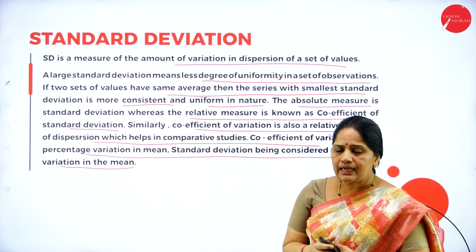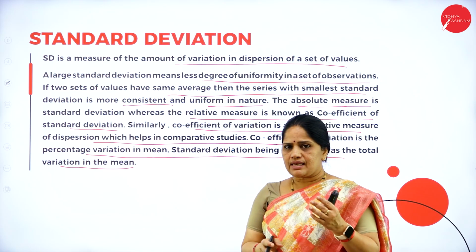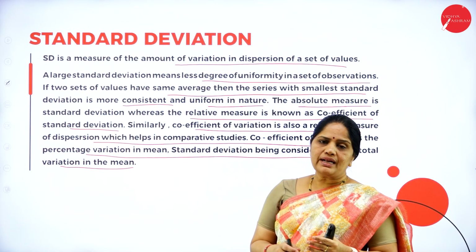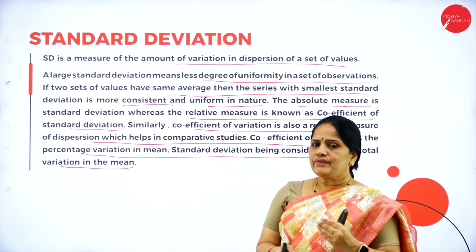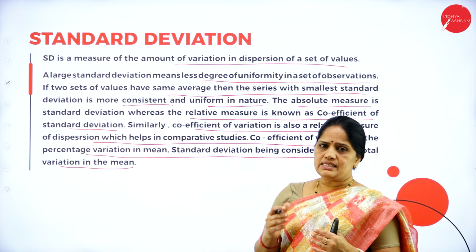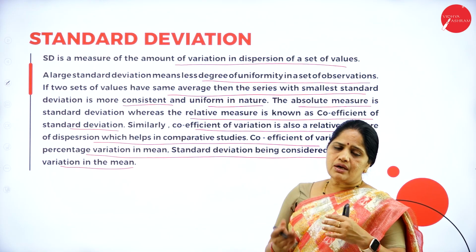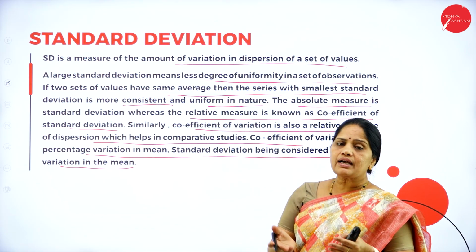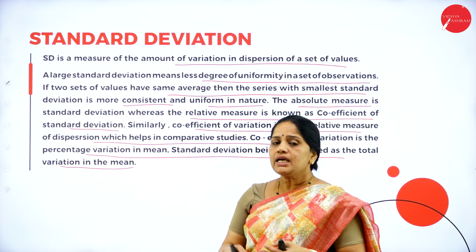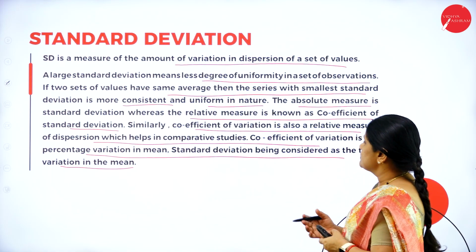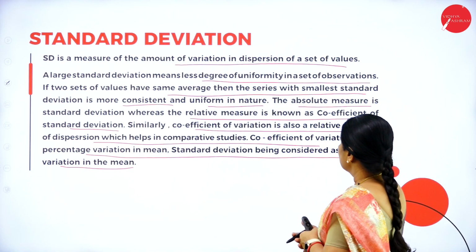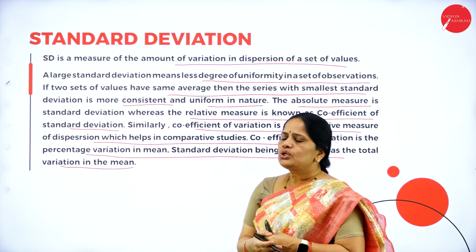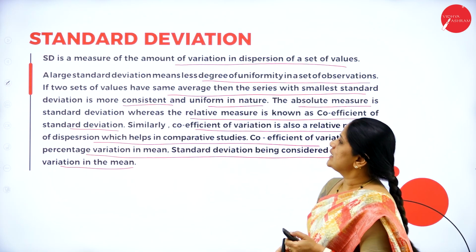When you are comparing two variables, for example, the price of a product and the sales of the product, when the price falls, the sales rise, so it goes the opposite way. When the price rises, the sales fall. So when you are comparing two variables, this coefficient of variation is most useful, standard deviation being considered as the total variation in the mean.